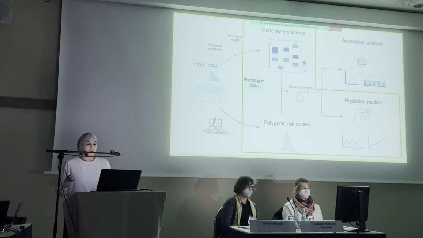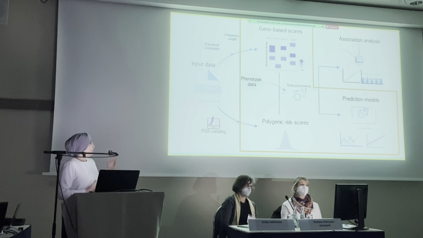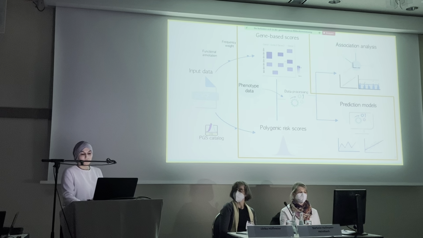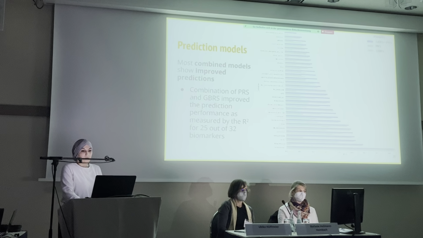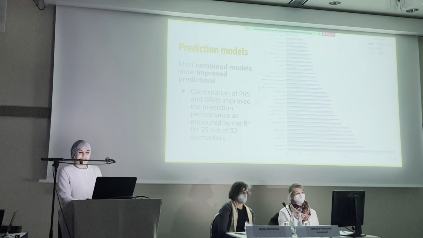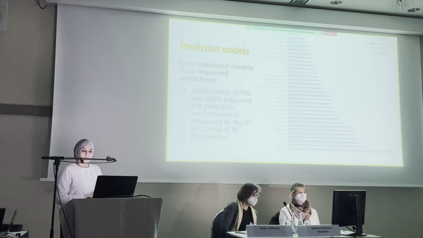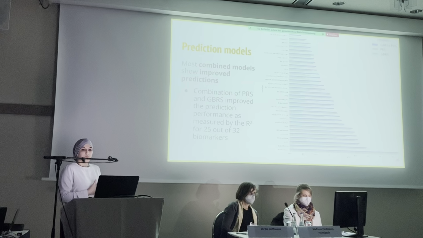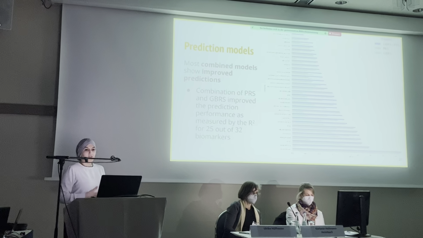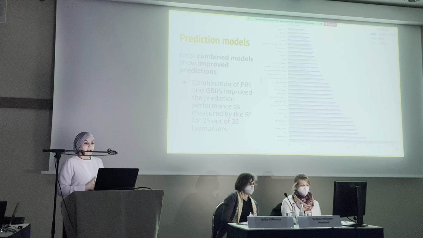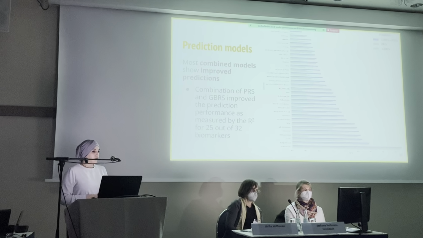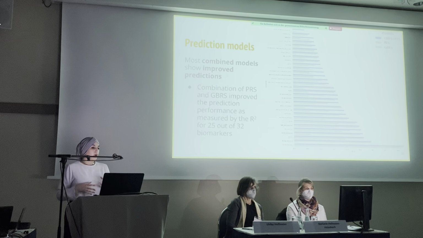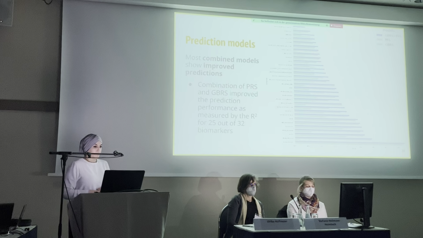So next we went for the prediction models, and as a reminder, we used the gene-based risk scores with the polygenic risk scores and the phenotypic data to create the prediction models. You don't really need to look deeply into this graph because it's too big, but basically we have as blue the GBRS and the BRS models, so the combined models. The orange is the BRS model, and the green is the GBRS model. This graph shows that most combined models show improved predictions. So 25 out of the 32 biomarkers show improvement when combining the BRS with the GBRS.